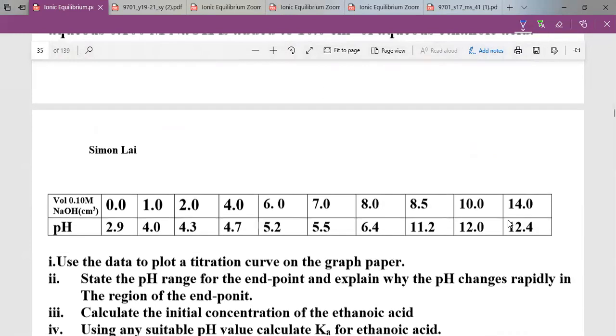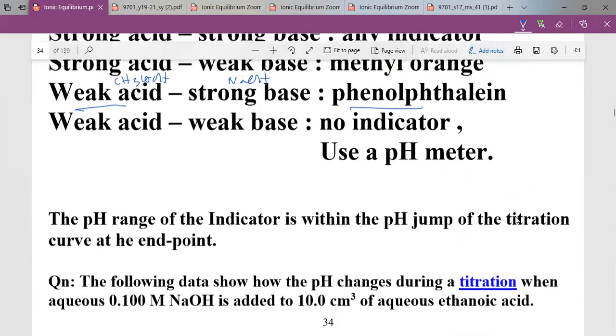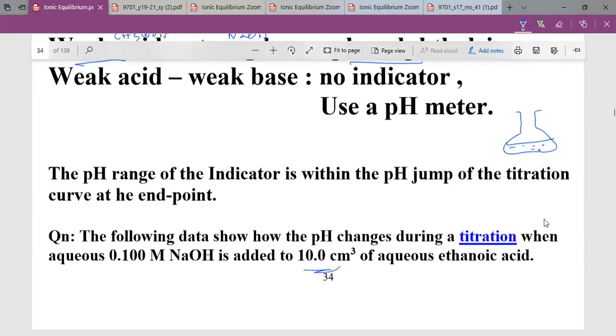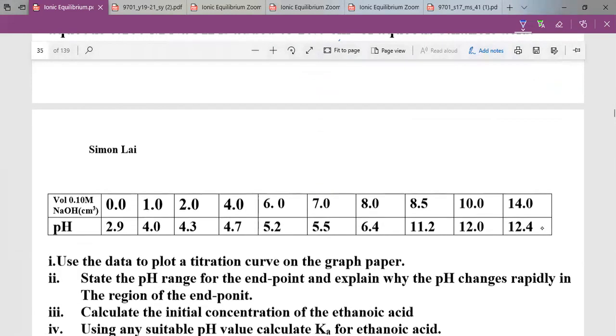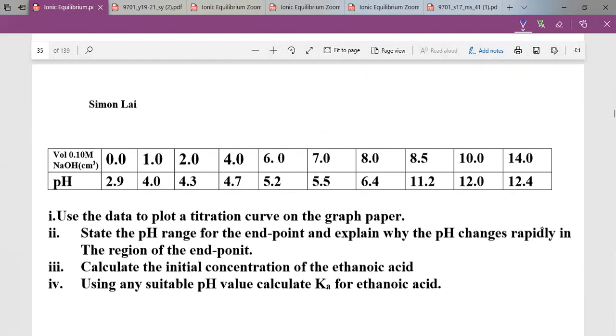Now let's see here. Your ethanoic acid is here, if you want to draw the diagram, 10 cm³ only. So the volume of the acid is 10.0 cm³, ethanoic acid CH3COOH, and here is your NaOH, with molarity of the base equal to 0.1. They added it slowly, and this is the pH change. 0.0 means before you add NaOH, this is the pH of your ethanoic acid, which is about 2.9 or 3 because it's a weak acid with a low amount of H+.